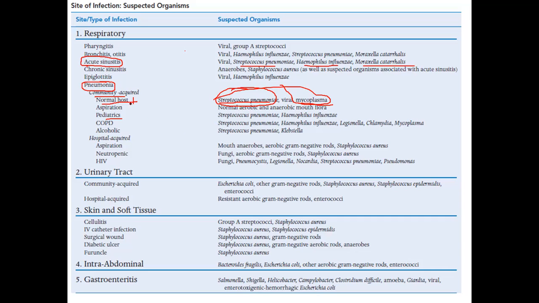Now, when you look at the pediatric patient, you're going to find something different. We have Streptococcus pneumoniae, which is a gram-positive organism, and Haemophilus influenzae, which is a gram-negative rod. That means that when treating pneumonia in the normal host, the empiric treatment, which drugs to choose, is different from when you are dealing with a pediatric patient.